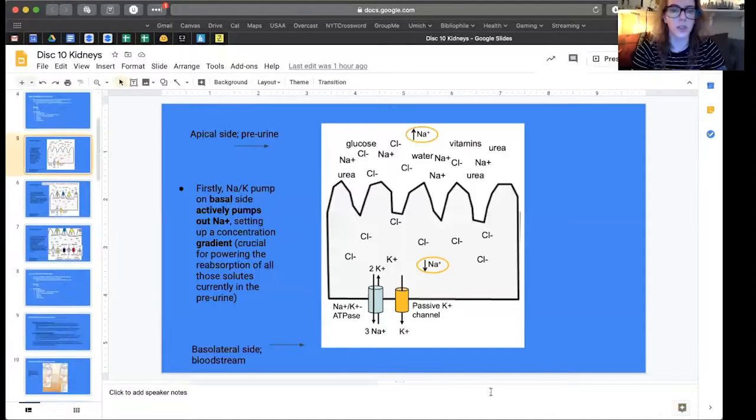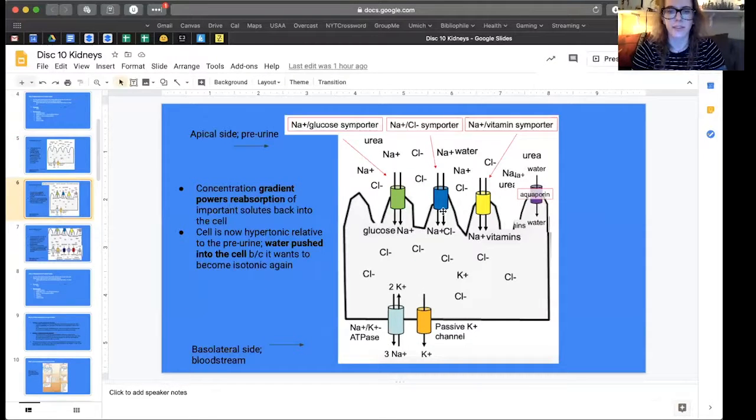Okay, so we have this step of first setting up this gradient, which is going to push all of these things into the cell. And having this movement of the solute is also going to affect water movement. So even though the water is moving via a different mechanism, it's still being affected ultimately by the actions of this pump.